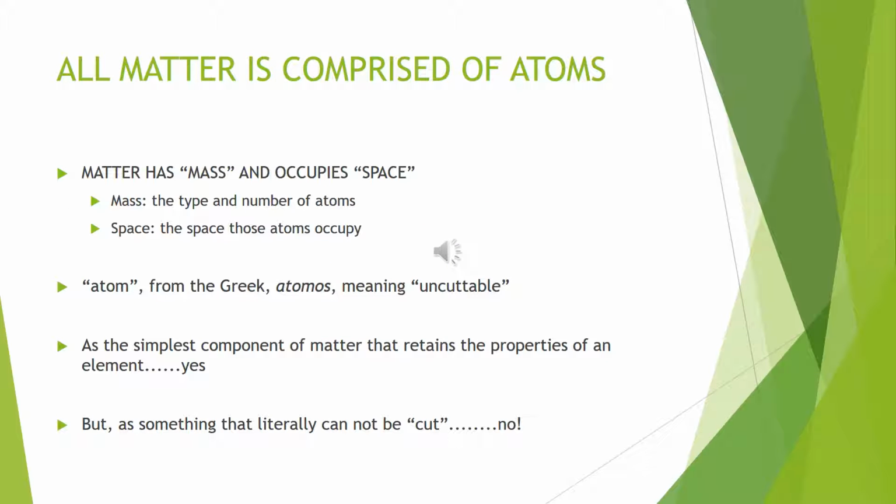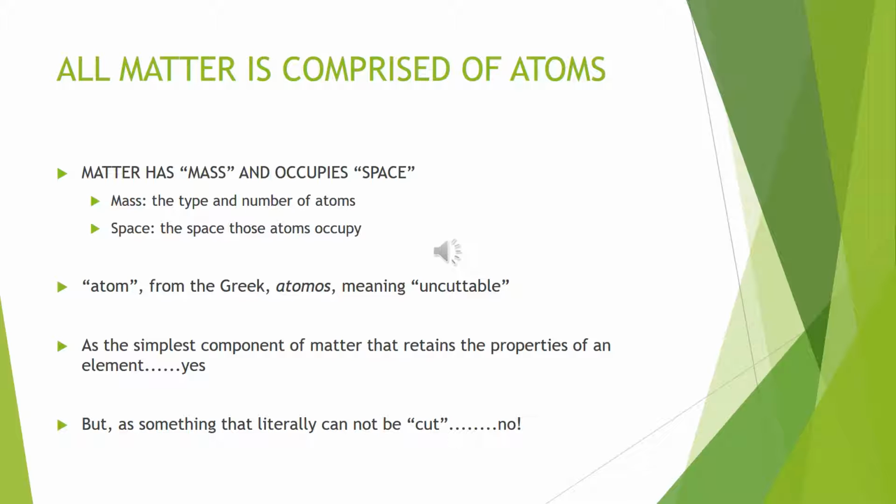All matter is comprised of atoms. And remember, previously we had said that matter is anything that has mass and occupies space. Well, if you put two and two together, now we can say that the mass of matter has to do with the type and number of atoms that comprise that matter. And the space part of the definition has to do with the space that those atoms occupy.